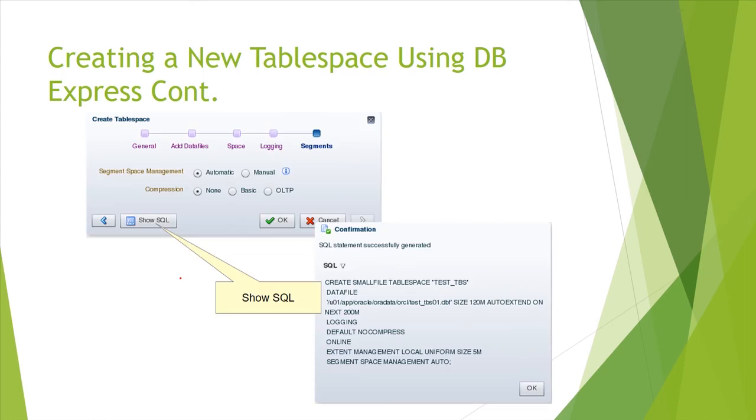The last thing in creating a tablespace is the segment options. In segment options, there are two options here: segment space management, automatic or manual, and compression. In segment space management, it's either auto or manual. Automatic means the Oracle database server uses a bitmap to manage the free space in segments.